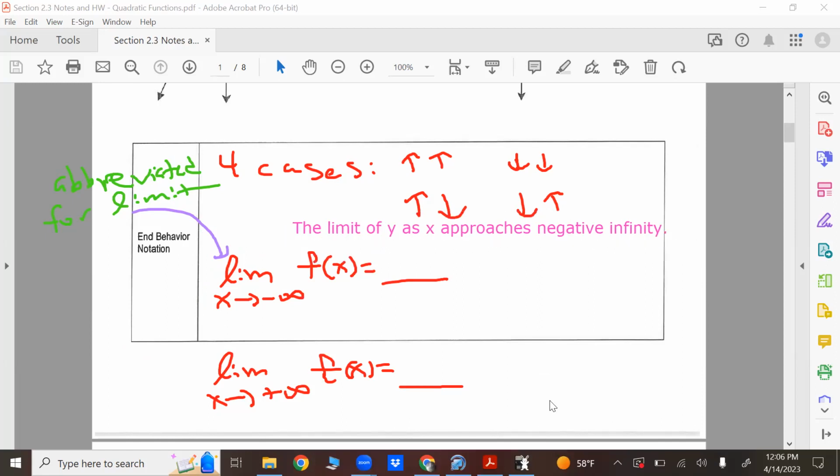Okay, and then let me write the next one. The next one is the limit of y as x approaches positive infinity. Now, let's take a look at this scenario here. I'm going to highlight it right now. Let's look at that scenario. That's a graph that would look like this. I'm going to do it off to the side here.